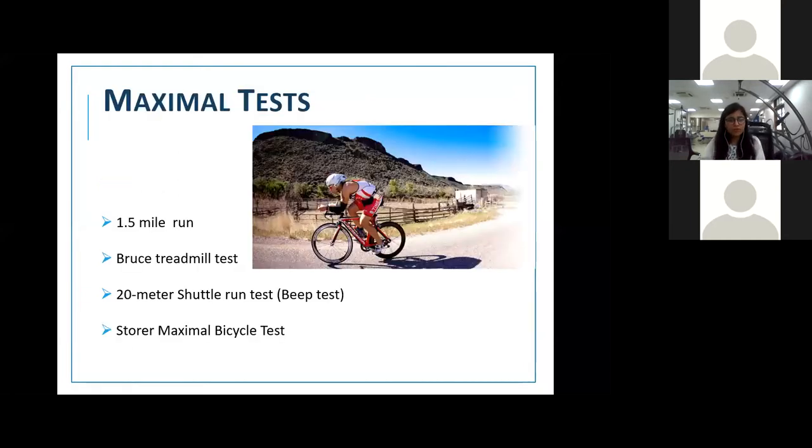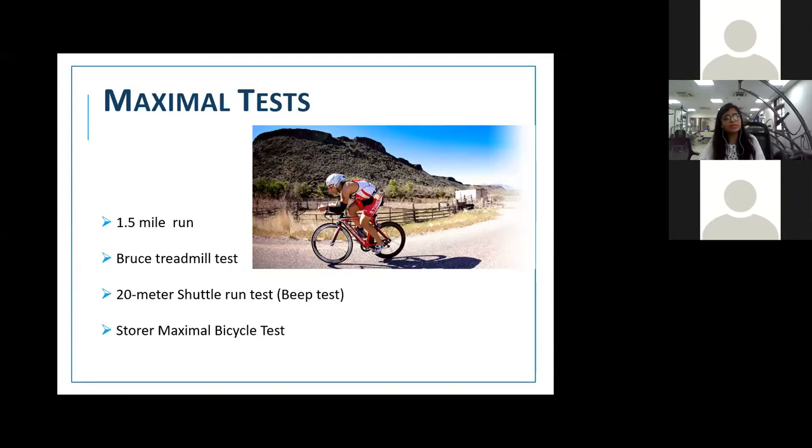So these are a few tests which I have listed: the 1.5 mile run test and the Bruce treadmill test. If you don't have this device but you are doing a Bruce protocol, then for each stage that one could finish, if you put in a person's age, male or female gender, and heart rate, it gives you a predicted VO2 max.